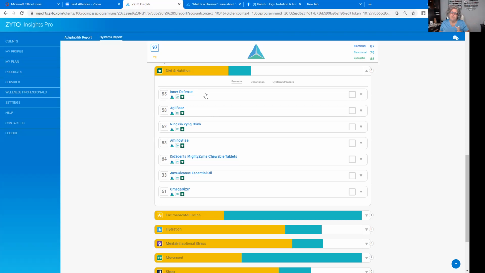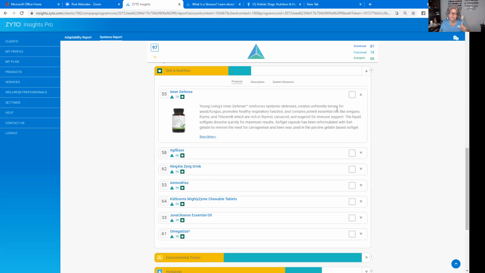Inner defense is showing up. I know that inner defense includes oregano. And so that leads me back to thinking that there's something going on with the immune system. Some of it related to the food she's been eating, right? But there may be sort of this underlying thing with that predisposition to the infections from the vulva and these sort of little ear infections that she has.